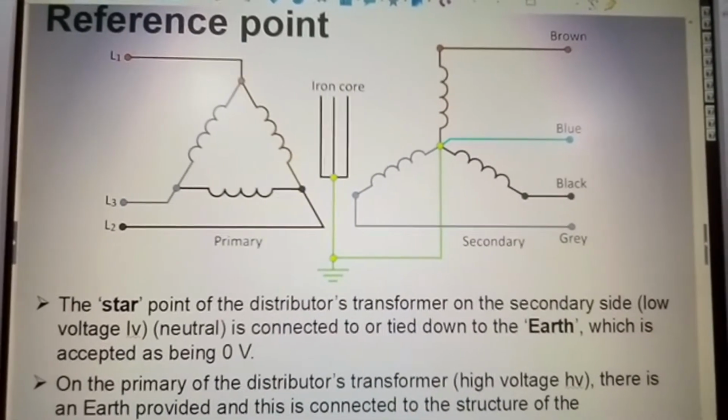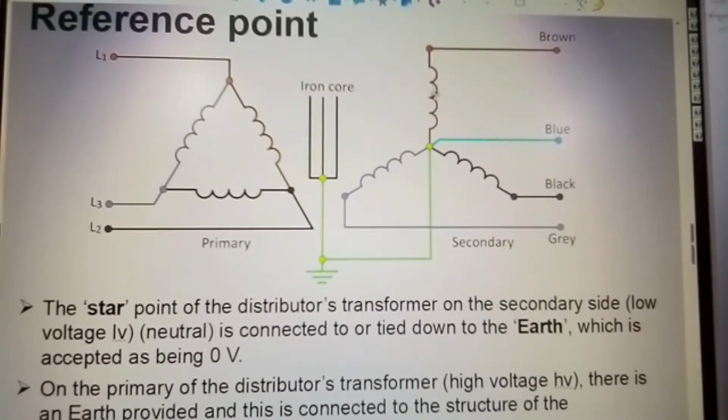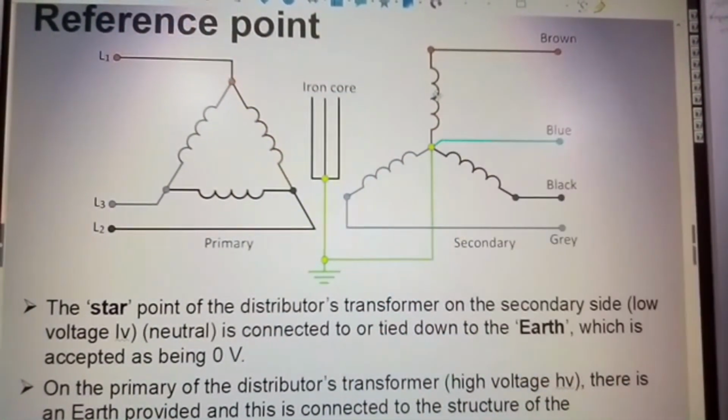And again, this is your reference point. It tells you there quite clearly.